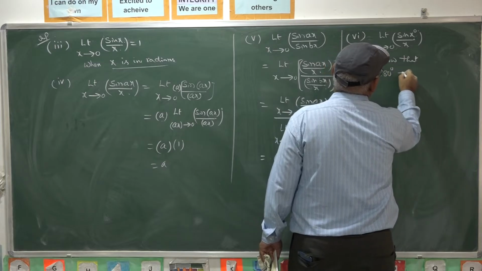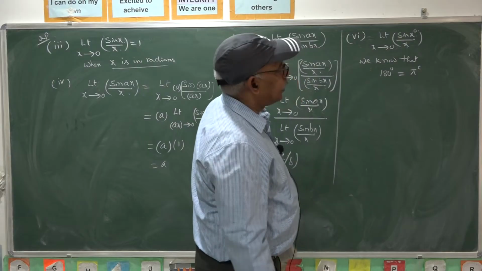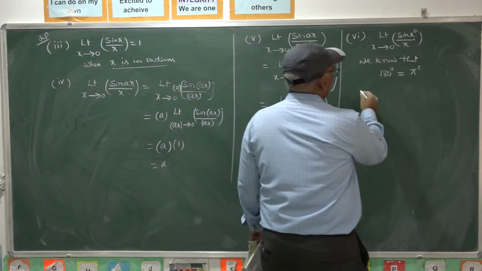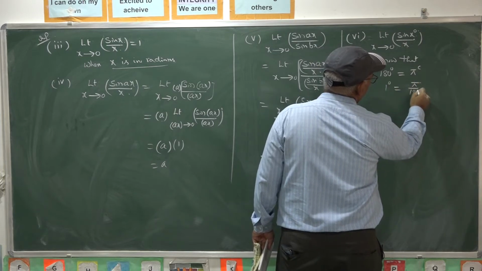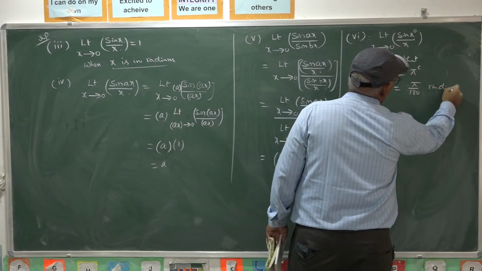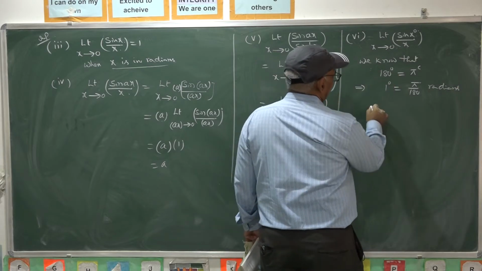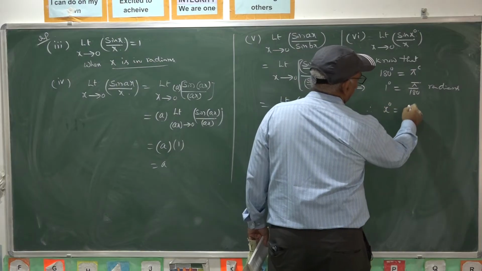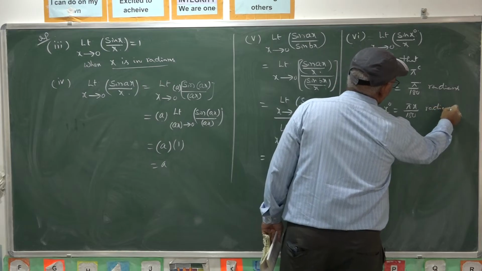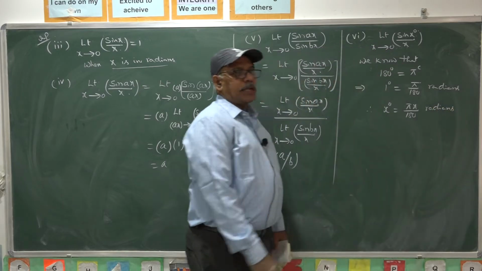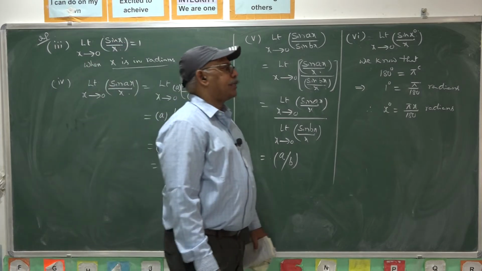We know that 180 degrees equals pi radians. That implies 1 degree takes the value pi by 180 radians. Therefore, x degrees is pi x by 180 radians. X degrees is nothing but pi by 180 into x radians.